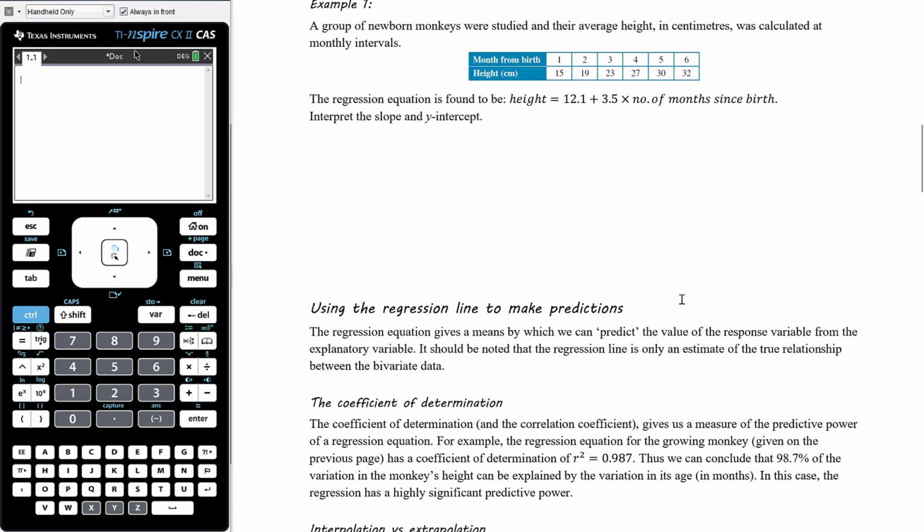Okay, so let's have a look at this. A group of newborn monkeys were studied and their average height in centimetres was calculated at monthly intervals. The regression equation is found to be height equals 12.1 plus 3.5 times the number of months since birth. Interpret the slope and the Y-intercept. So the slope in this instance is 3.5. What that is telling us is that for every 1 unit of increase in the explanatory variable, the number of months, we get on average a 3.5 unit increase in the response variable, which is height.